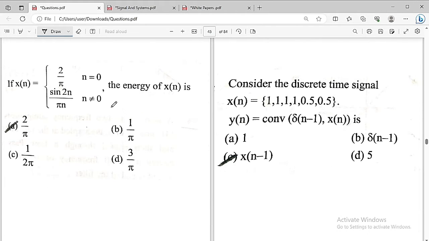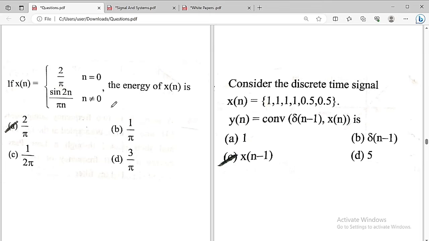Now we are going to solve another question. See the question here. If x of n is equal to 2 by pi for n equal to 0, and its value is equal to sin 2n by pi n for n not equal to 0, then what is the energy of the signal x of n?